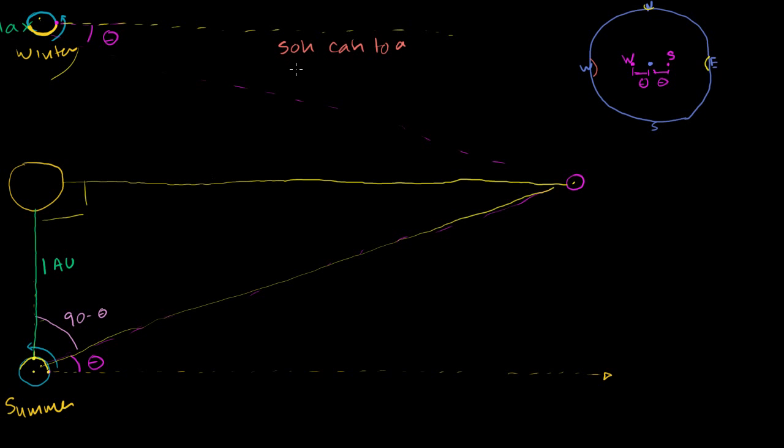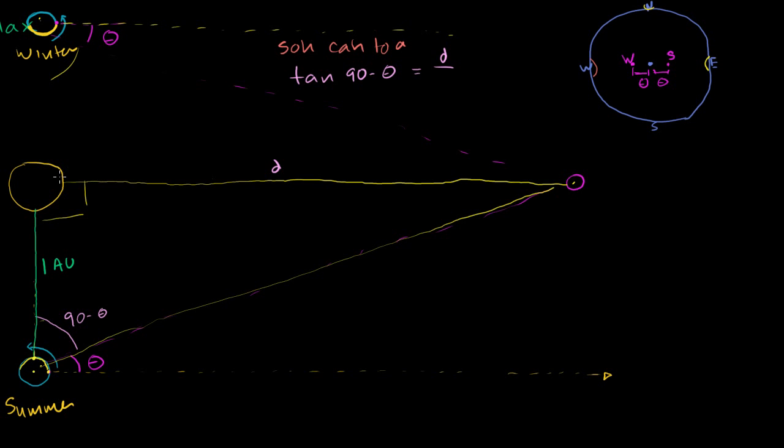if we take the tangent of 90 minus theta, this is going to be equal to the distance to the star, this distance right over here, the distance from the sun to the star. We can later figure out the distance from the Earth to the star. It's not going to be too different because the star is so far away.